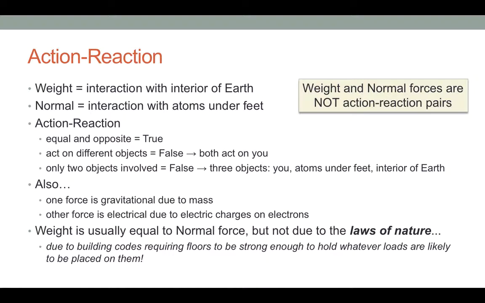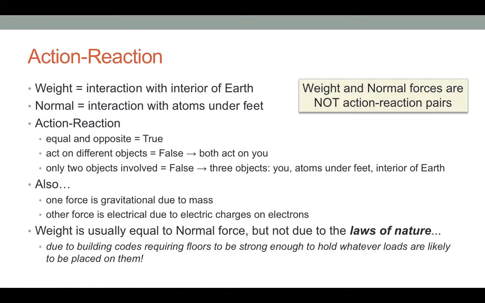So now let's go back to our original question of whether or not weight and normal force are action-reaction pairs. We discovered that weight is really an interaction between you and the interior of the Earth. The normal force is an interaction between you and the atoms directly under your feet. Action-reaction pairs are always equal and opposite. Generally speaking, for weight and normal force, that will be true. But that's only a part of what we mean by an action-reaction pair. An action-reaction pair have to act on different objects. Here, that's not true because both weight and normal force are acting on you, not on two different objects.